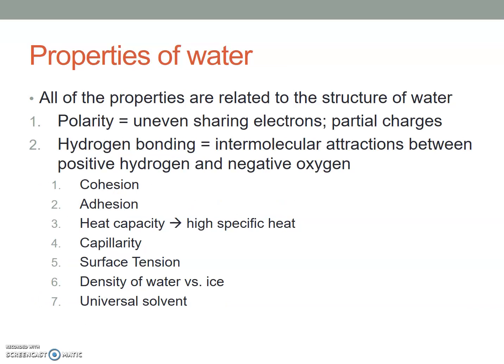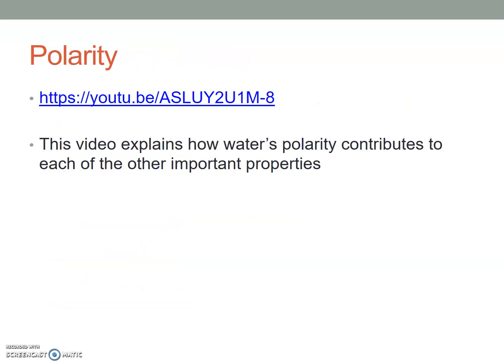The properties of water, the biggest one is the polarity, which is the uneven sharing of electrons and partial charges. This leads into the hydrogen bonding, which is the intermolecular attractions. And because of this, then we have these properties. So we have cohesion, adhesion, high specific heat, capillarity, surface tension, density of water, and universal solvent. We're going to talk about each one of these.